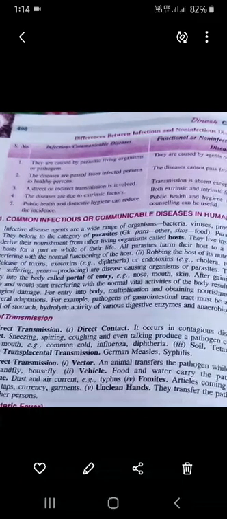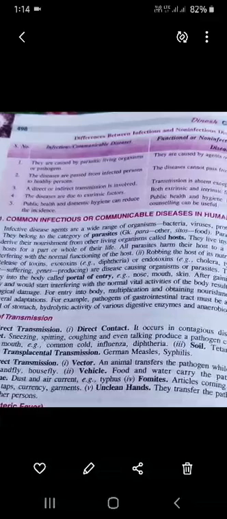Number 1, by interfering with the normal functioning of the host, or robbing the host of its nutrients, tissue damage, release of toxins, exotoxins, for example, diphtheria, or endotoxins, for example, cholera, typhoid. Pathogens are disease-causing organisms or parasites. They have a specific point of entry into the body, called a portal of entry, for example, nose, mouth, skin. And after gaining entry, a pathogen will multiply and start interfering with the normal vital activities of the body, resulting in morphological and physiological damage.